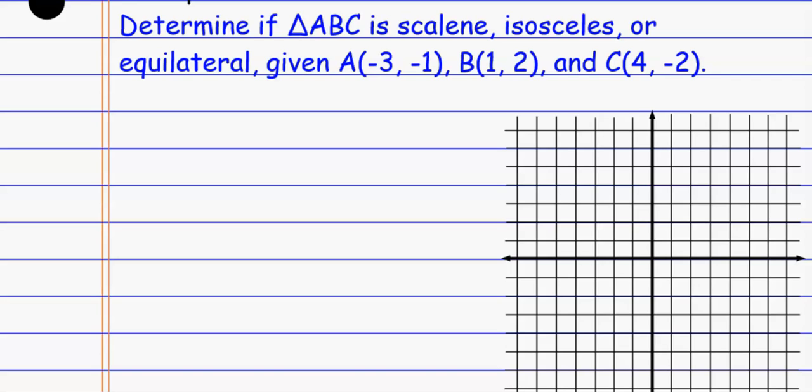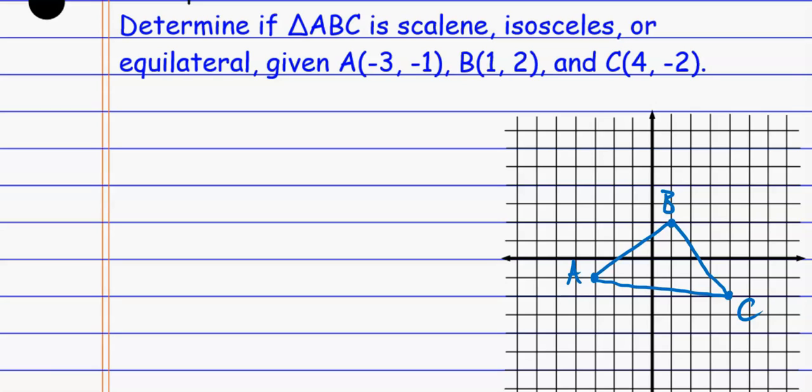And so if I plot each of these, ready, here we go. So -3, -1, there's A. 1, 2, right here, that's B, and 4, -2, right here, that's C, okay? And so here's the triangle that's formed. As we look at this, we're probably going, okay, I don't think it's equilateral, because it looks like AC is longer than the rest, but we don't know for sure. It looks like it might be isosceles. AB could be the same as BC. And so what we have to do is find the length of these, okay?